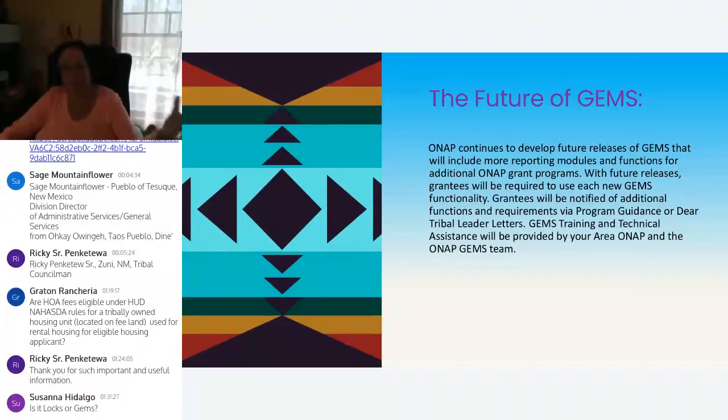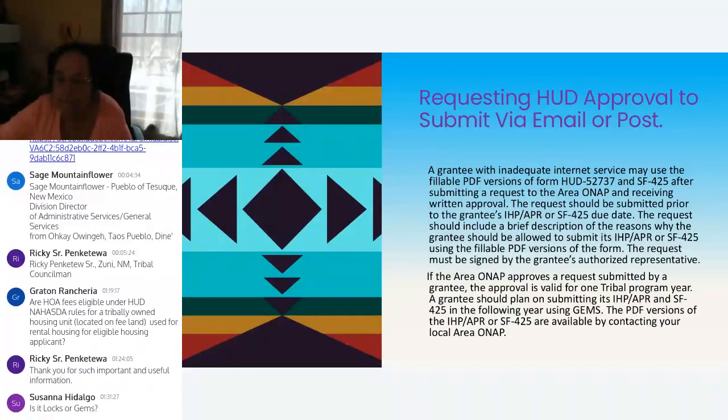Okay, so as they continue to develop future releases of GEMS, we're going to use that for different types of reporting, and we will be required to do that. Grantees will be notified of additional functions and requirements. They'll do it through program guidance or those Dear Tribal Leader letters. Remember I said you don't have to be a tribal leader to read that section. You need to get into Code Talk, and that's where you go for all the updates, because that's where they let us know all the new rules, okay?